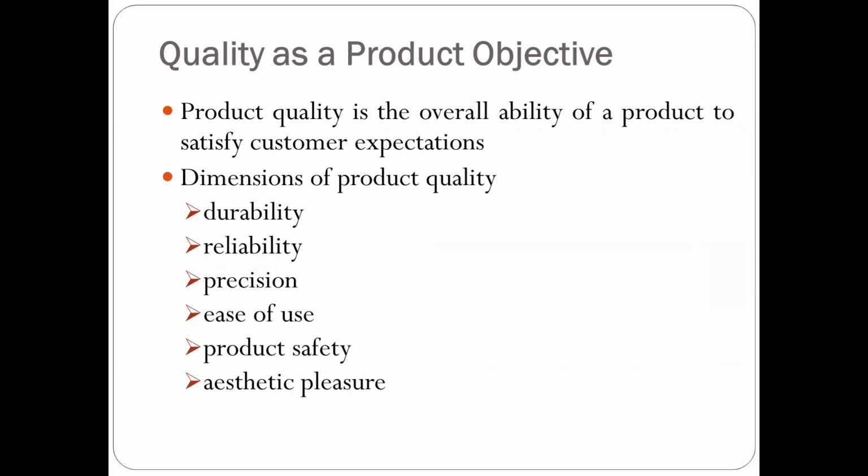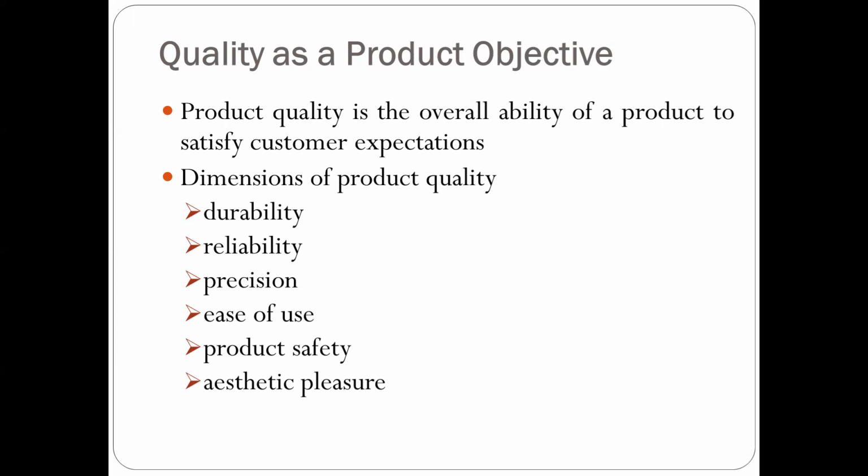Now, come to this point, quality. It is itself a product objective, and I think this is the major objective of a product. Product quality is the overall ability of a product to satisfy customer expectations, and the customer needs this quality. There are different dimensions of product quality.